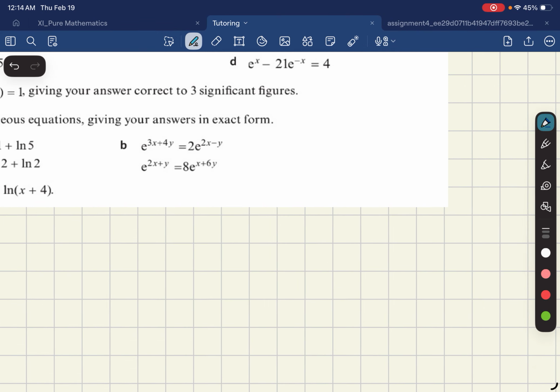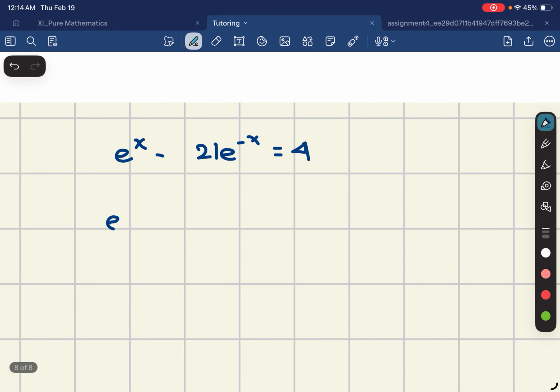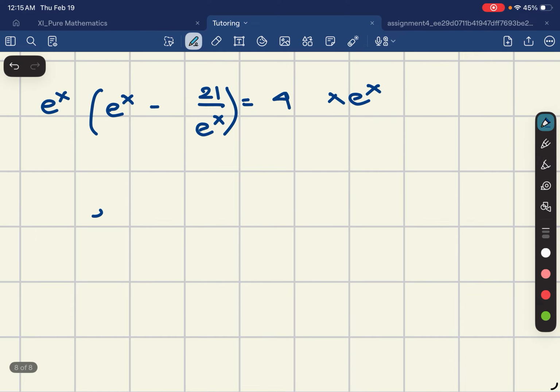And for 11d, you have e to the power x minus 21 e to the power minus x is equal to 4. Well, you can rewrite this as e to the power x minus 21 over e to the power x is equal to 4, because that is what e to the power negative x means. And now if I multiply by e to the power x on both sides, then I get e to the power x plus x, which is 2x, minus 21 is equal to 4 e to the power x.